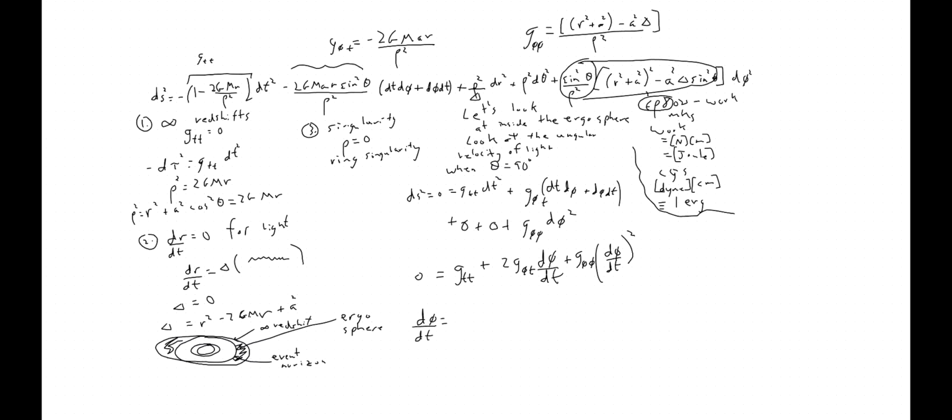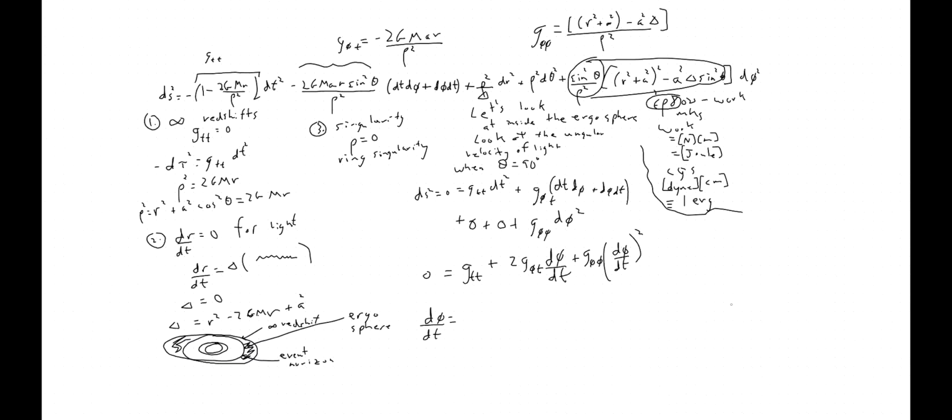So what is that going to equal? Quadratic formula. I agree. So it's minus 2 G phi t, plus or minus the square root of 2 G phi t squared, so I'll write this as 4 G phi t squared, minus 4 GTT G phi phi.